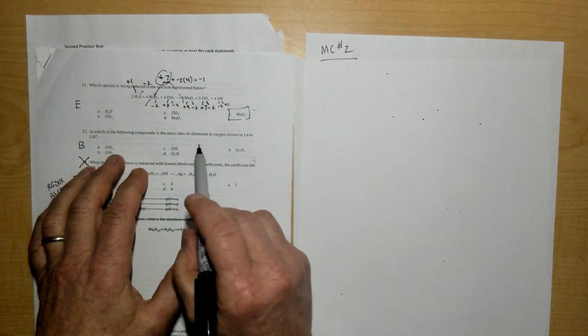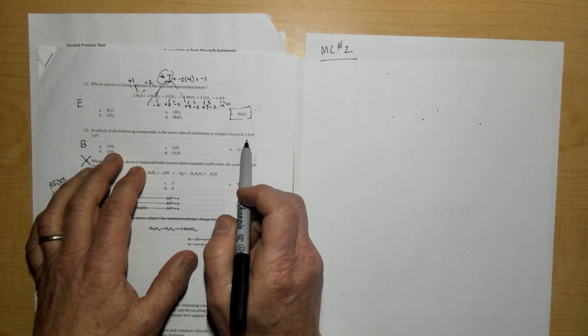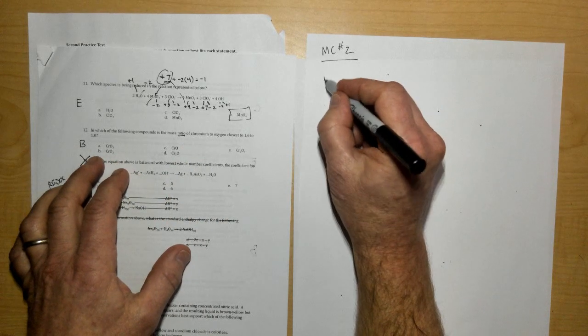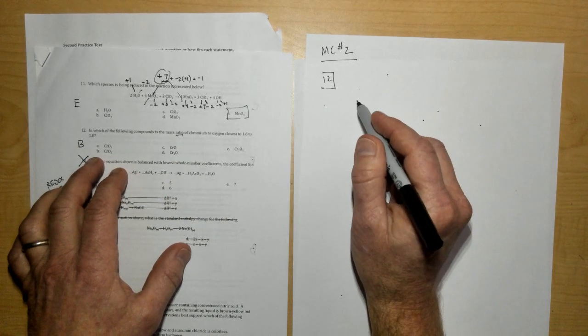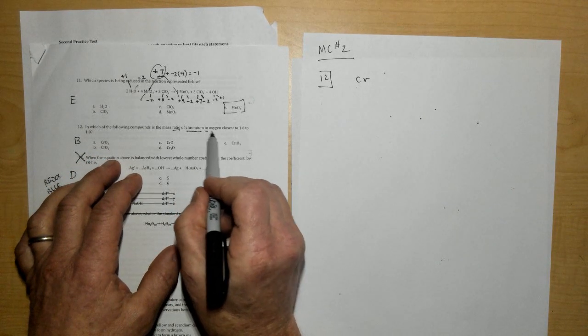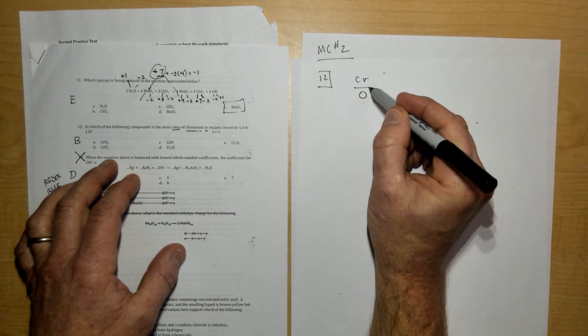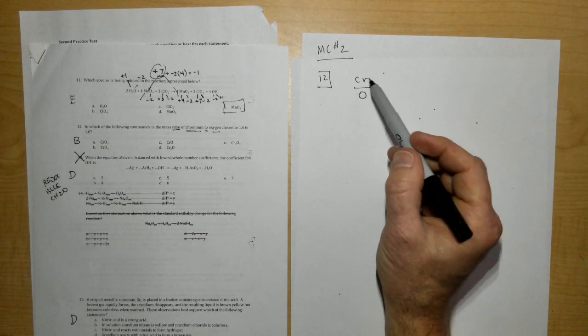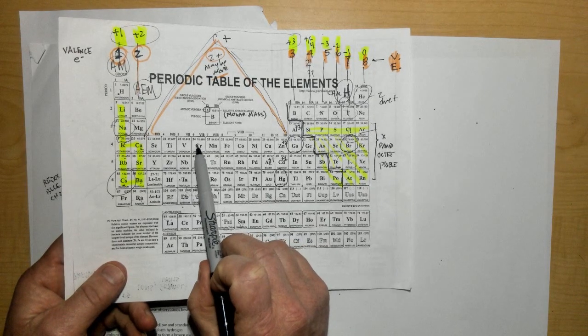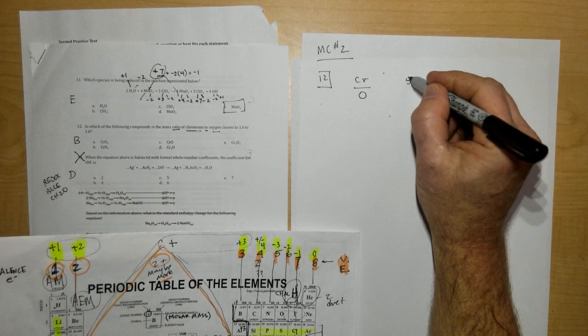Okay, next problem. In which of the following compounds is the mass ratio of chromium to oxygen closest to 1.6 to 1? So when you see the word ratio, always think fraction. So number 12, what you're going to do is you're just going to look at the fraction of chromium, because it says chromium to oxygen right here. And you're going to take a look on the periodic table and find out what chromium's atomic mass is. And chromium right here is in the middle, it's 52. Divided by oxygen's, which oxygen is 16.